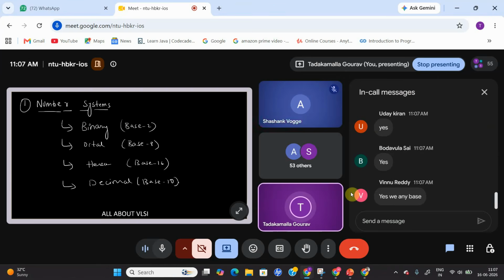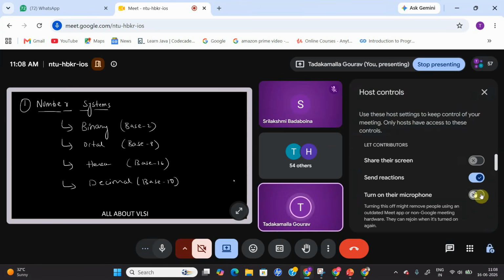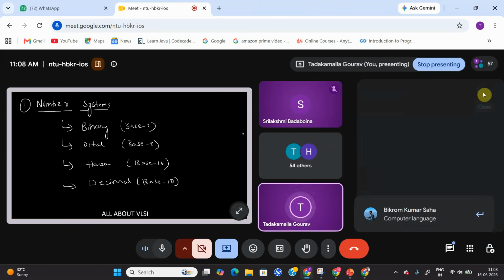Now, what is this binary number system? What is its application? Where are we using it? Anyone wants to answer? Let me also enable the mic. If you want to answer, you can unmute your mic.